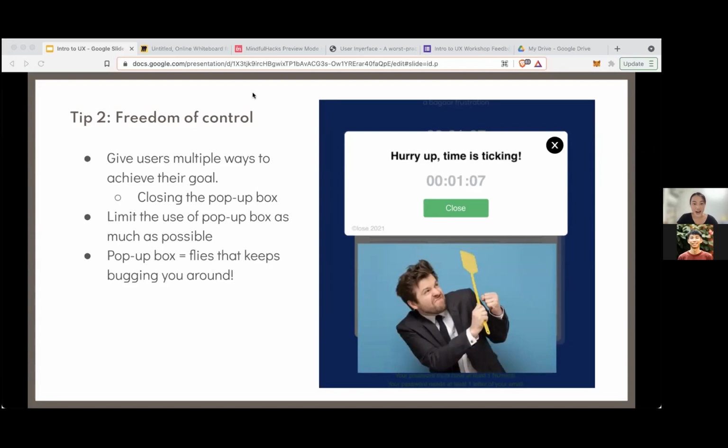So to recap, how can we ensure freedom of control? First is to provide multiple ways for a user to achieve their goal. And second is to refrain from using pop-up box. And if you do, always make sure that you provide clear ways for the user to close it.